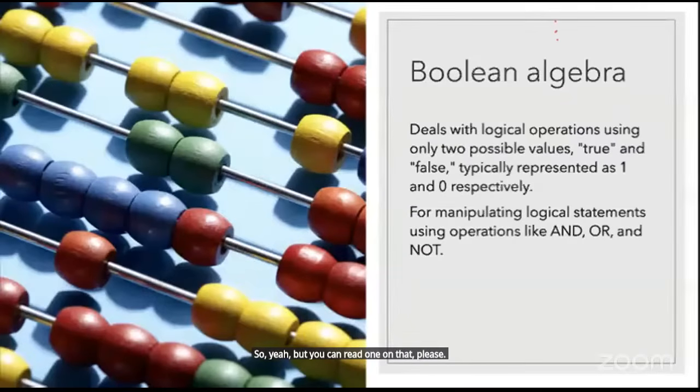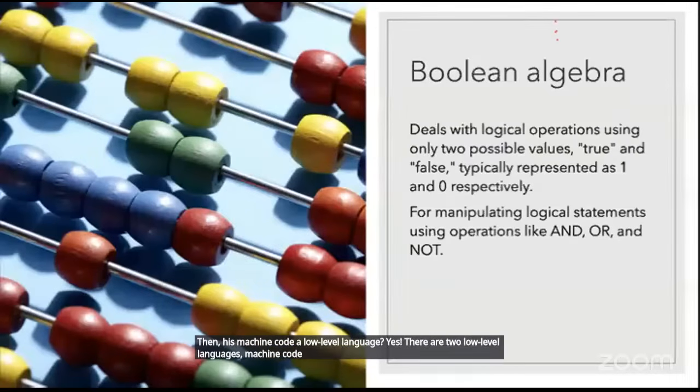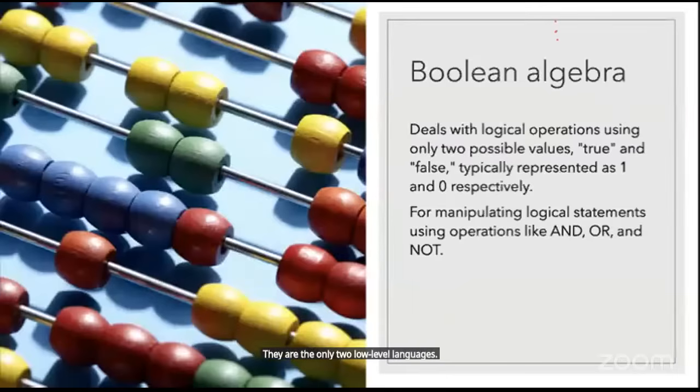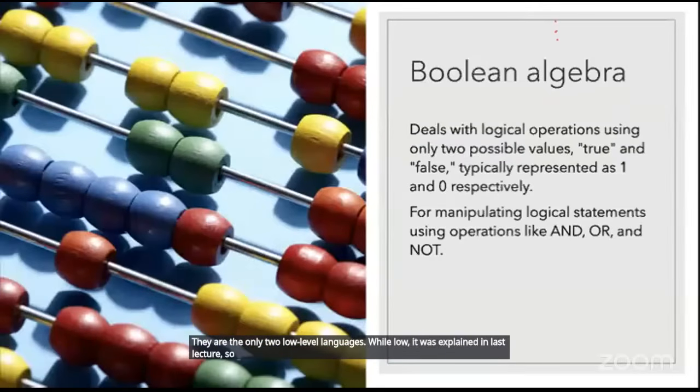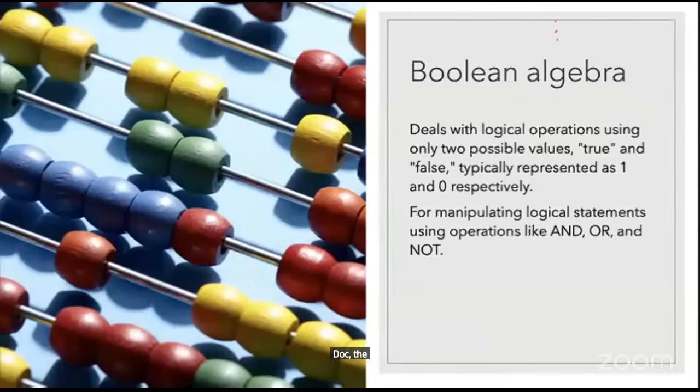Then, is machine code a low-level language? Yes. There are two low-level languages, machine code and assembly language. They are the only two low-level languages. Why low? It was explained in the last lecture. So take the video of the last lecture and read why they are called low. The high-level languages are all other languages that you know, programming languages. Your Python, your C++, your C#, your Java, etc.